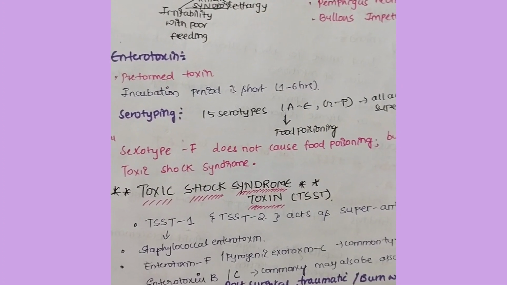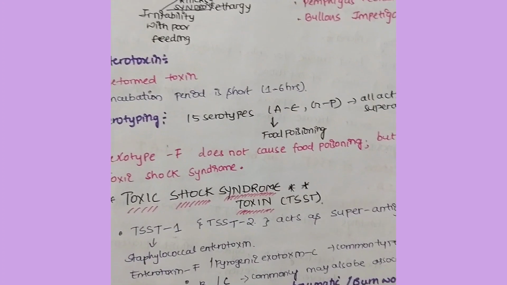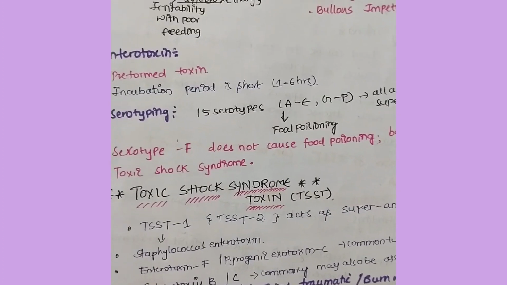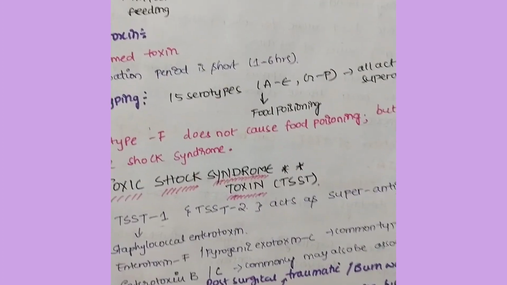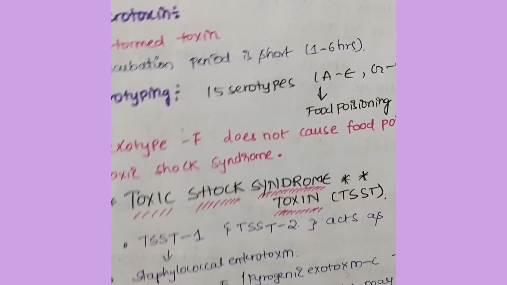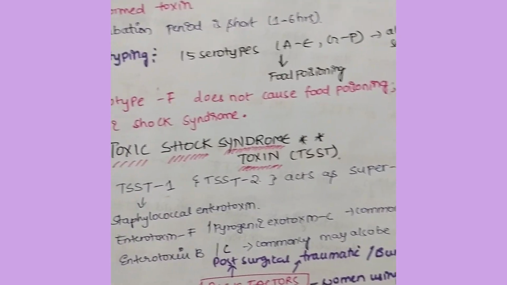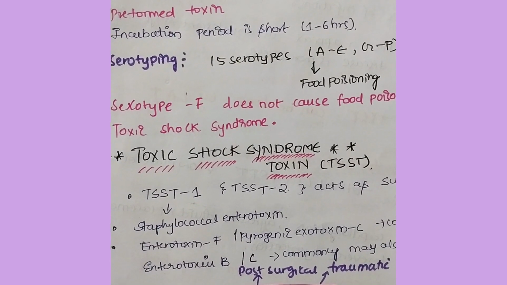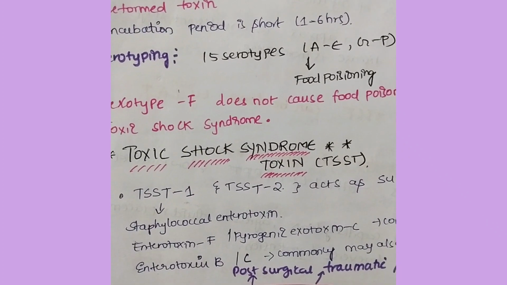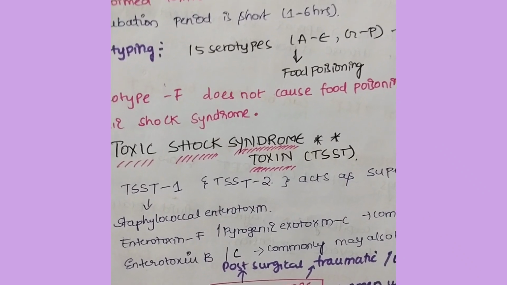Let's go into toxic shock syndrome toxin, which is very, very important, as it may be asked for 5 marks or 3 marks, as they wish. These toxic shock syndrome toxins are of two types: TSST-1 and TSST-2. These act as super antigens. TSST-1 is a staphylococcal enterotoxin. We will discuss what a super antigen is.